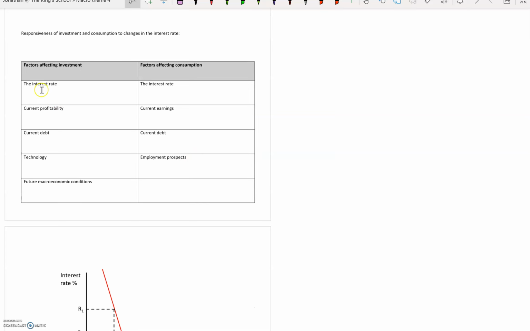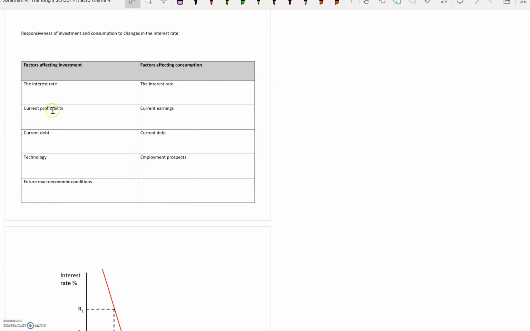Now, investment and consumption should increase because the interest rate is the cost of borrowing. If we make borrowing cheaper, we borrow to invest and we borrow to consume. We buy houses and we build warehouses. However, the investment is also affected by lots of other things as well.